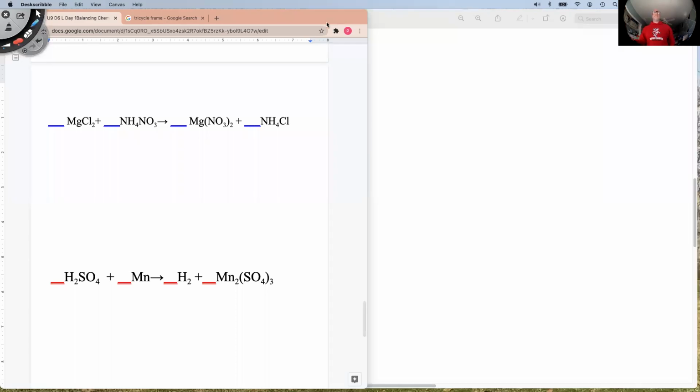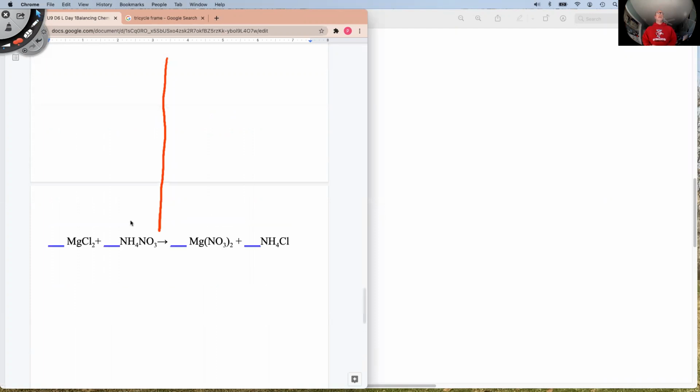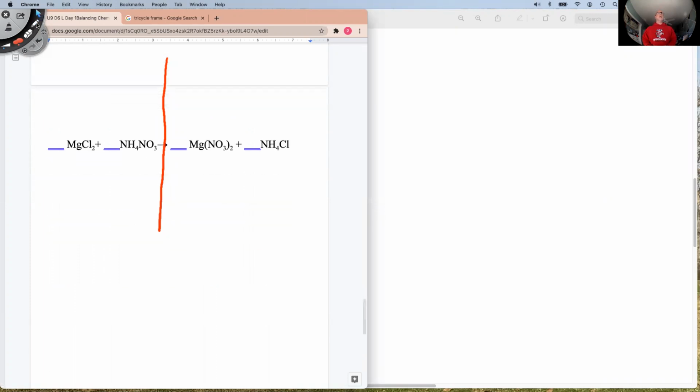Now on this example, some of you see them better than others, but you can see we have this polyatomic ion right here. We're going to treat that as one unit. So here we have our line going straight down. And then let's take a look at what we have. We have a magnesium.